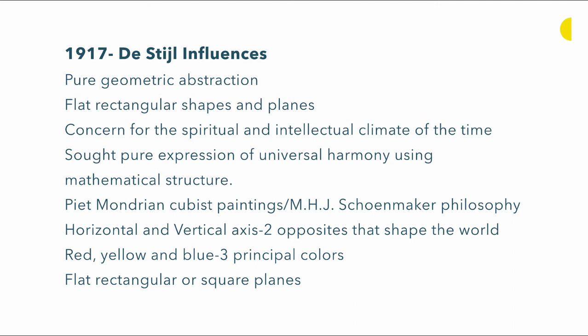Schoenmaker defined the horizontal and vertical as the two fundamental opposites shaping our world, and called red, yellow, and blue the three principal colors. The visual vocabulary of De Stijl artists was reduced to red, yellow, blue, black, gray, and white, straight horizontal and vertical lines, and flat rectangular or square planes. Deeply concerned about the spiritual and intellectual climate of their time, and through this prescribed vocabulary, they sought a pure expression of universal harmony through mathematical structure.